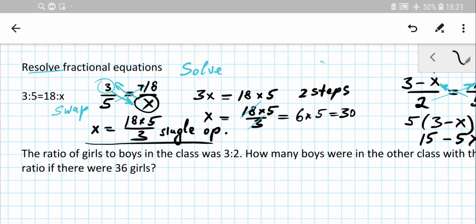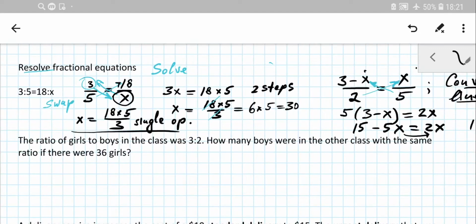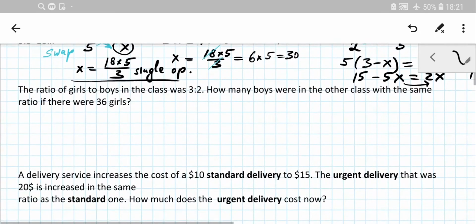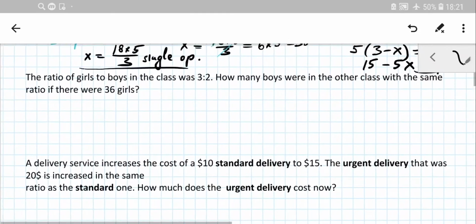So bear in mind how to resolve fractions and how to resolve fractional equations. Those are very needed skills, you guys. Trust me, they're very valuable skills in order to solve all other problems relating to ratios. Okay, so now let's go to some word problems.